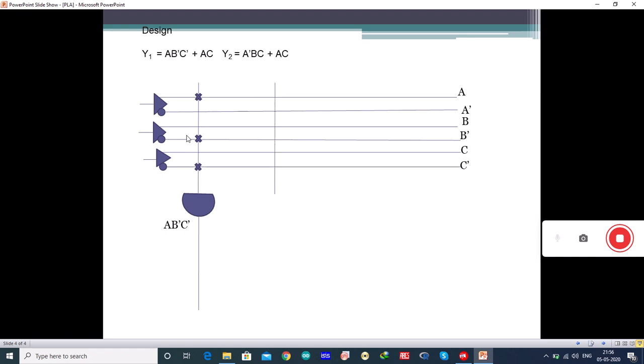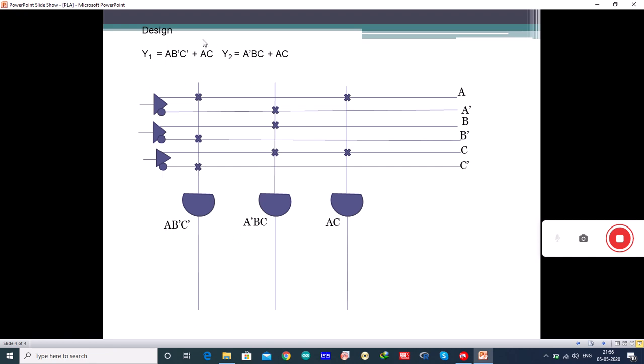The next one is A bar, B, C. The same AND gate and you will give the connections at A bar, B and C. This is for the A bar, B, C AND gate. The next is AC. A, C. Instead of taking 3 input AND gates, 2 input AND gates, we are trying to give the connections like this. These are the same AND gates. The functionality is same. So now you have outputs A, B bar, C bar, A bar, B, C and AC.